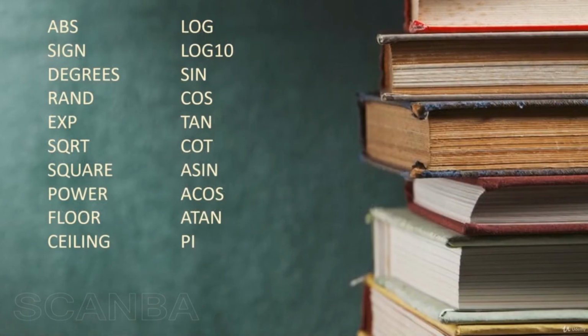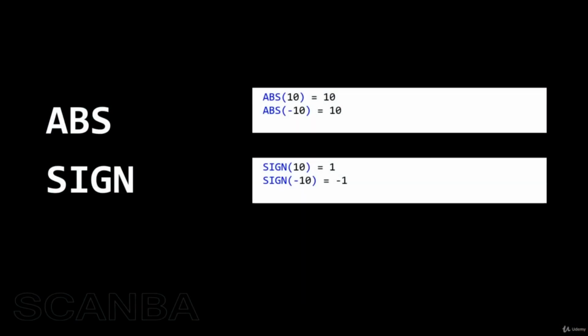SQL comes with a handful of built-in mathematical functions. We will cover those that you will most likely use the most and show how to run them on the SQL Server. The first 2 functions we will start with are ABS and sign. The first function returns the absolute value or module for the number, and the second checks for the sign. If the number is positive, the sign function returns 1. If negative, then -1.